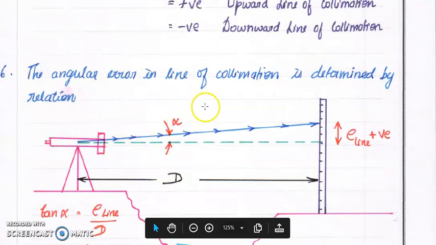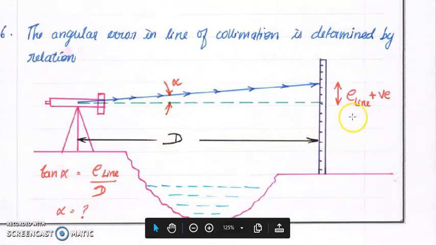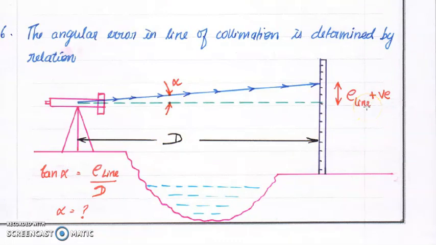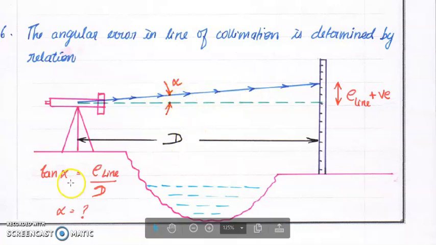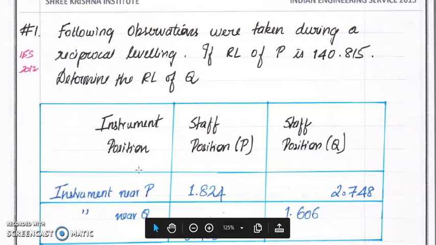The angular error in the line of collimation is determined by the relation. This is very simple. This error due to line of collimation may be positive. This angle is alpha. So tan alpha equals opposite side by adjacent side, from which you can get alpha. Very simple. Please come here.